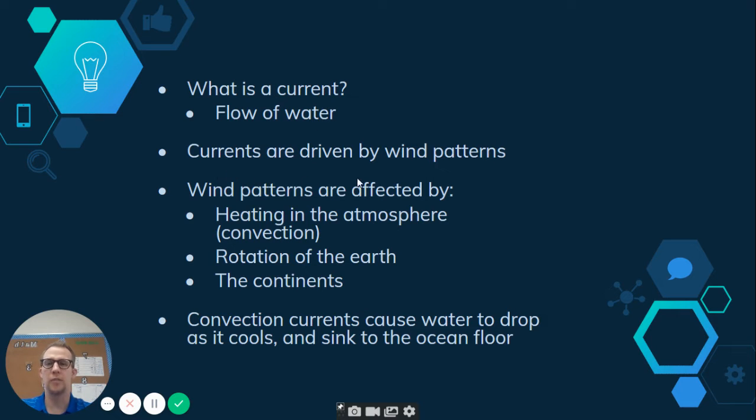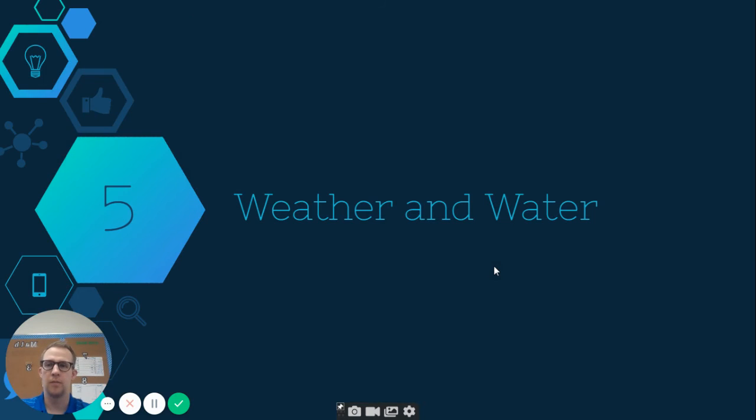So currents are driven by wind patterns in the ocean. Wind patterns are affected by heating in the atmosphere, which comes from convection, rotation of the Earth, and the continents. Convection currents cause water to drop as it cools and sink to the ocean floor. And that is where ocean currents come from.